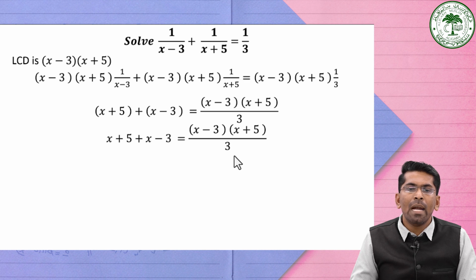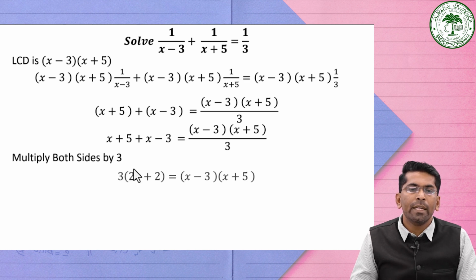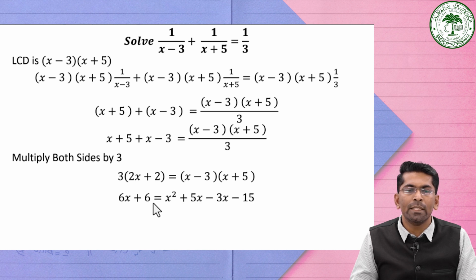Now we can multiply both sides of the equation by 3, so that we can remove the 3 in the denominator. Multiplying both sides by 3, it is 3 into x plus 5 plus x minus 3. Here x plus x is equal to 2x, then 5 minus 3 is equal to 2. So we are multiplying this side with 3, and again we are also multiplying the right hand side of the equation with 3. So the denominator will be removed. What is remaining here? It is x minus 3 into x plus 5. Now we multiply here with the 3, so it will become 6x plus 3 into 2, which is equal to 6.